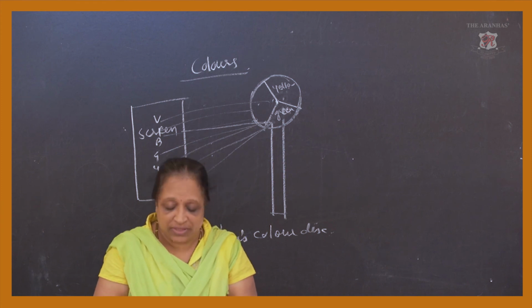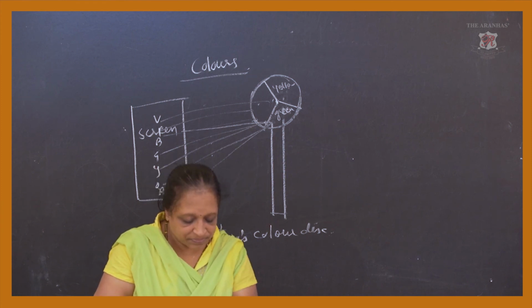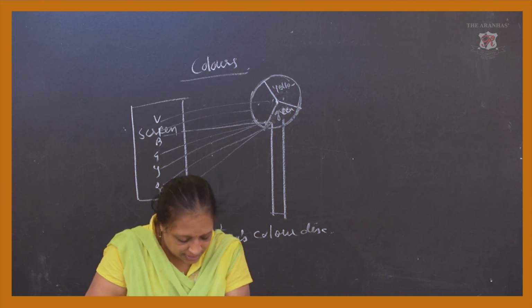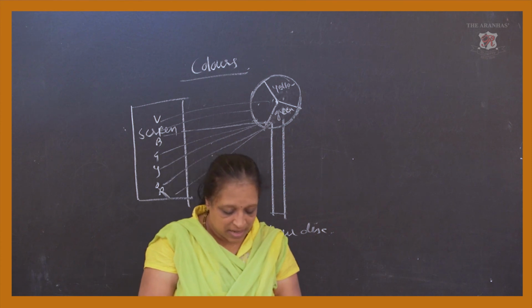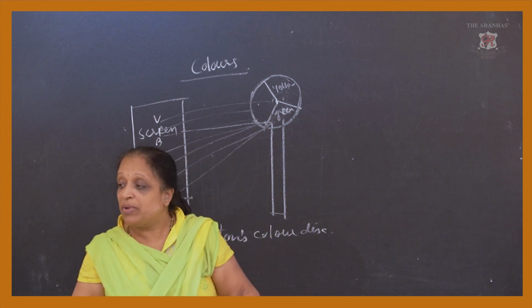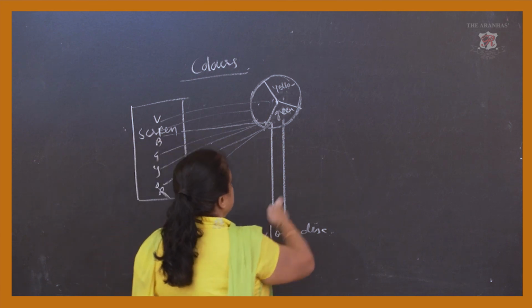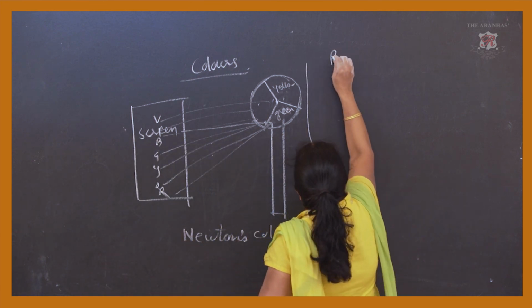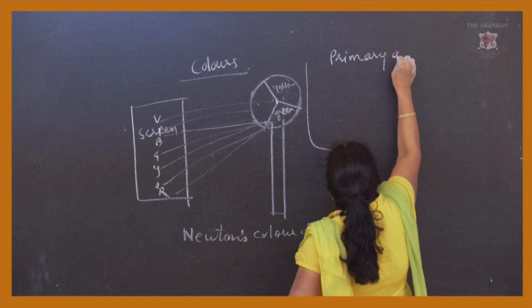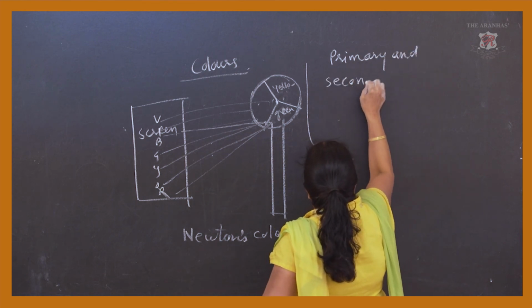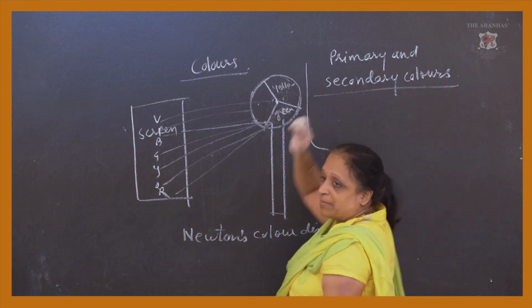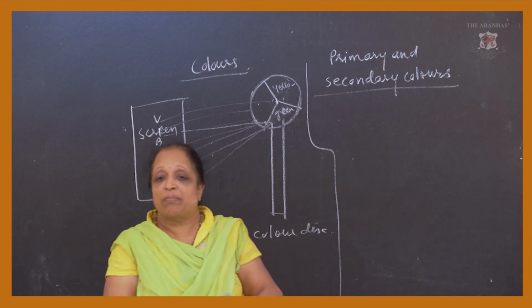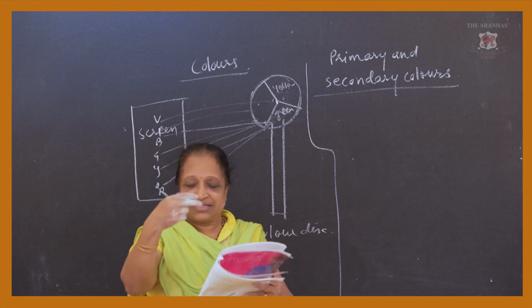Now with the concept of these colors, what we have seen so far, these Newton's color disc colors which are being formed, they are described as the primary and the secondary colors. Now you have to understand what you mean by the primary and the secondary colors. I'll just read a small paragraph for you. It is just a gist of the lesson.